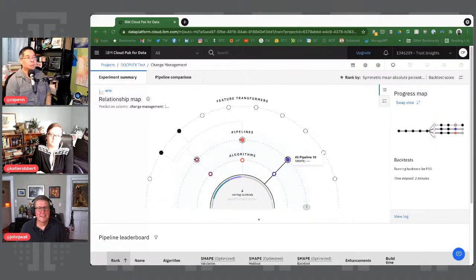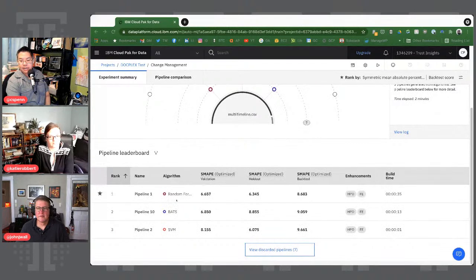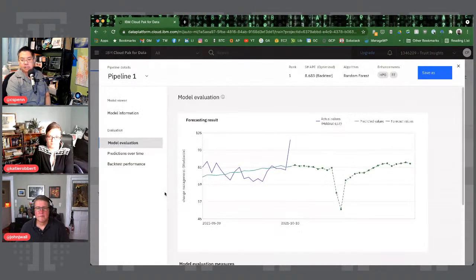One, what algorithm is it, what series of steps are you going to take in the pipeline, and then what transformations you're going to do on the data. So it looks like it has chosen a random forest model here as the winner based on the error metrics chosen plus feature engineering. And what we can see here is, no surprise, as it does its forecast, there's the Christmas dip, and so on and so forth.